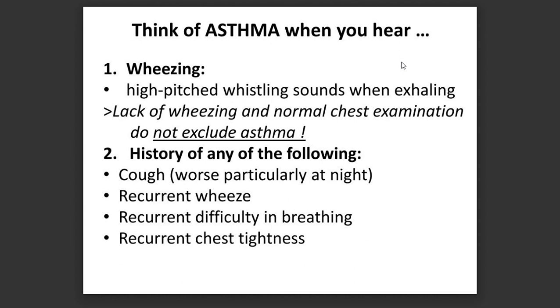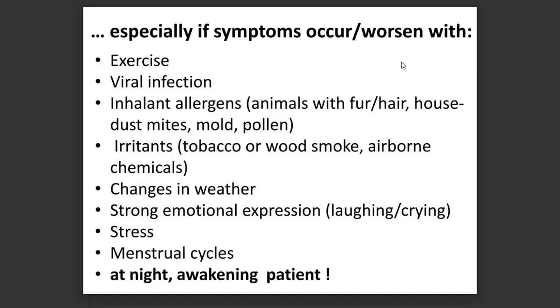Lack of wheezing on a normal chest examination does not exclude asthma. History of any of the following: cough, worse particularly at night, recurrent wheezing, recurrent difficulty in breathing, and recurrent chest tightness. Especially if these symptoms occur or worsen with exercise, viral infections, inhalant allergens such as animals with fur or hair, house dust mites, mold, pollen. Irritants such as tobacco or wood smoke and airborne chemicals. Changes in weather, strong emotional expressions such as laughing, crying, getting angry, stress, menstrual cycles, and awakening at night because you could not stay asleep.